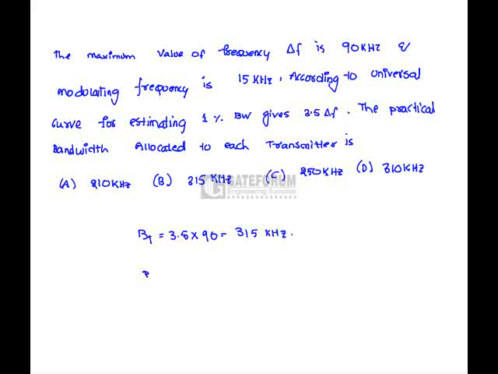Whereas according to Carson's rule, the bandwidth is 2 into delta f plus fm, which is 210 kHz. So for a practical transmitter, the bandwidth must be between 210 and 315. So we have to take 250 as the correct option because 310 is very close to 315, so it is not to be considered. Only 250 is the correct answer, which is exactly midway between 315 and 210. Hence option C is correct.